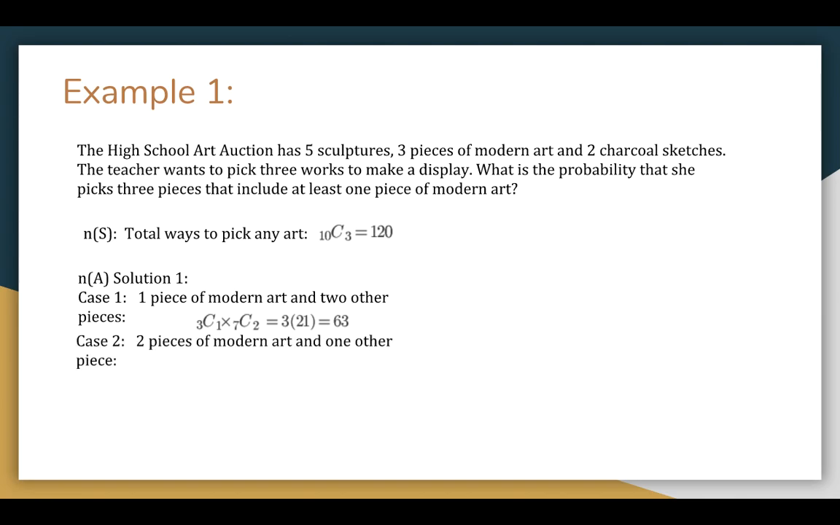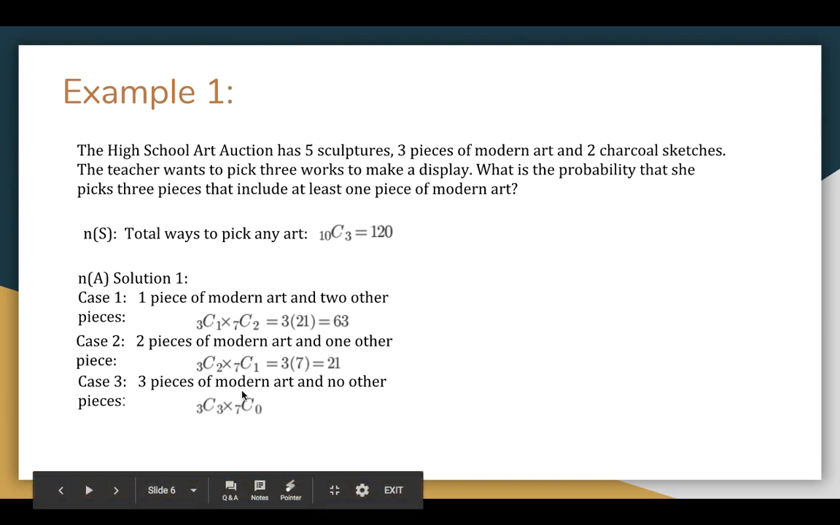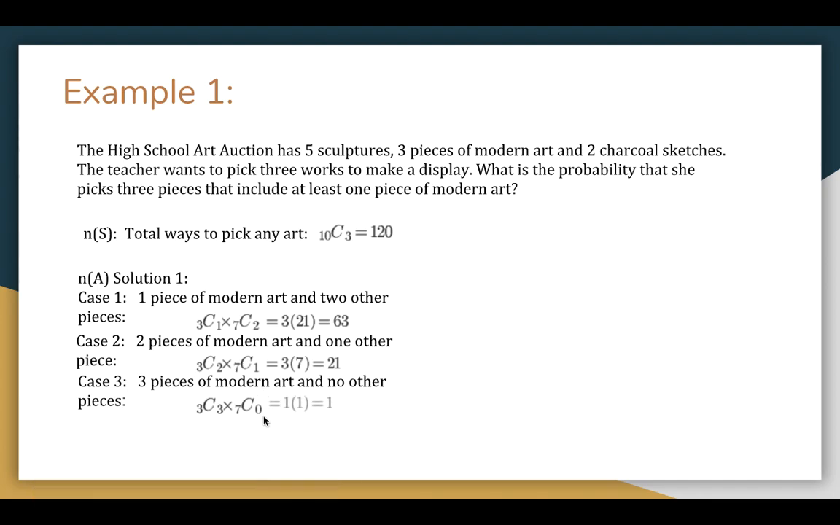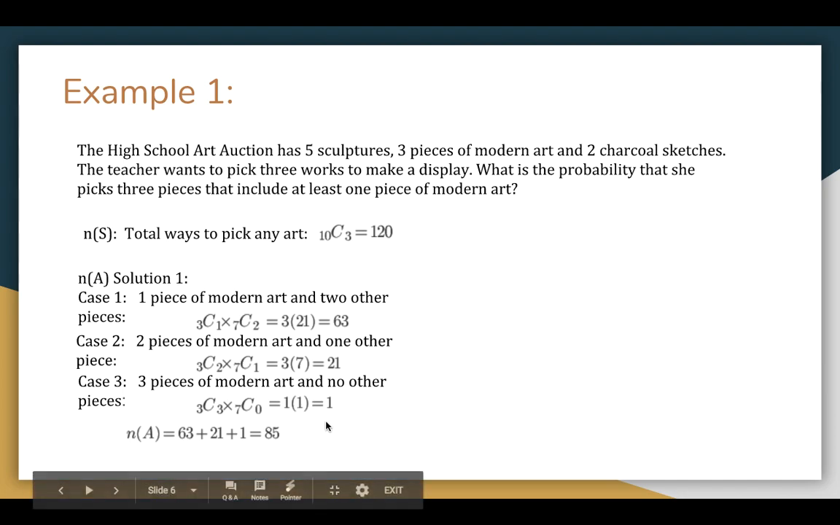Case 2 is 2 modern art, 1 other. So 3 choose 2 times 7 choose 1. And then case 3 is 3 choose 3 times 7 choose 0. Notice that even though 7 choose 0 is just 1, and 3 choose 3 is just 1, we're showing all the different cases, all the steps, for completion. So this is just 1 times 1, it's 1. Add those up, we get 85. So probability, we could just do 85 divided by 120.